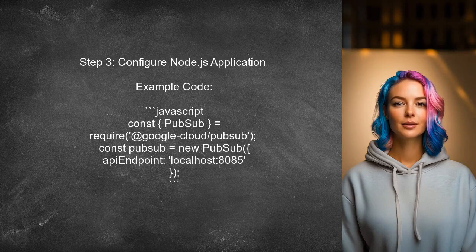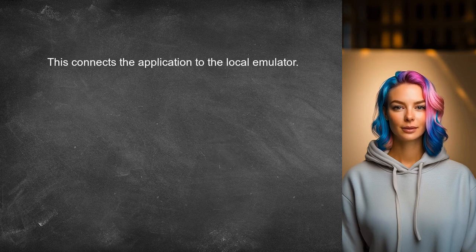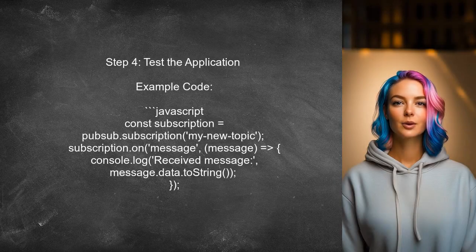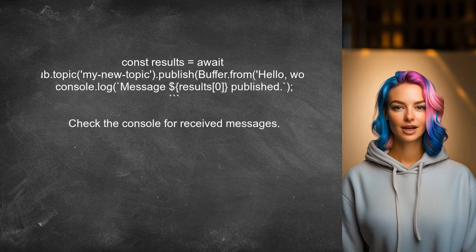terminal. After confirming the emulator is running, the user should modify their Node.js application to use the local emulator's settings. This typically involves setting the PubSub client to connect to the local host and port. Finally, the user should test the application by publishing a message to the topic and subscribing to it. This will verify that the application is correctly interacting with the local emulator.